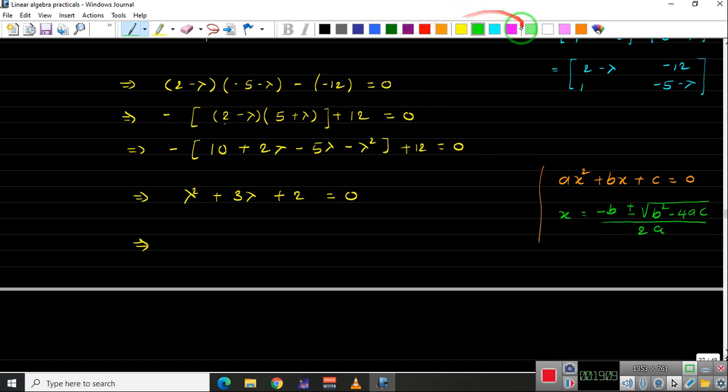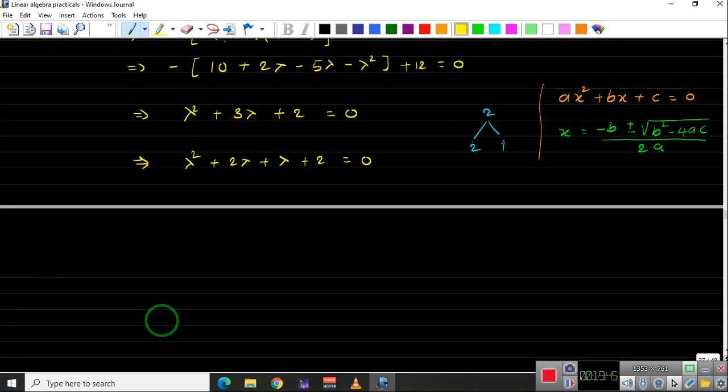In this case, 2 into 1 is 2. You need to split the middle term such that the product is 2 and the sum is 3. The factors of 2 are precisely 2 into 1, so 2 into 1 is 2 and 2 plus 1 is 3. So we can split the middle term as lambda square plus 2 lambda plus lambda plus 2 equals 0. So 2 lambda plus lambda is 3 lambda.